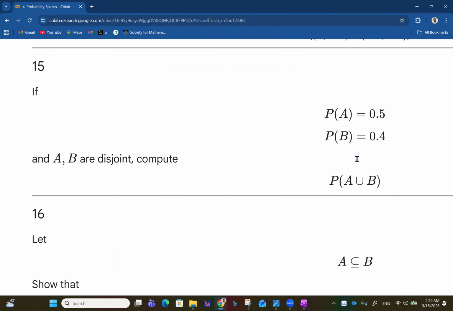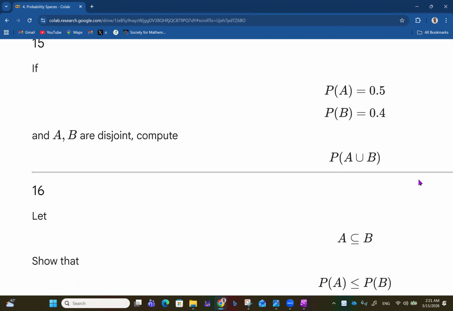So you have 15. P of A is 0.4, P of B is 0.4. If A and B are disjoint, that means they have nothing in common. If they had something in common, you would have to subtract the probability of A intersection B, but they have nothing in common. You just add straight. So P of A union B is equal to P of A plus P of B. That's 0.5 plus 0.4, which is 0.9.